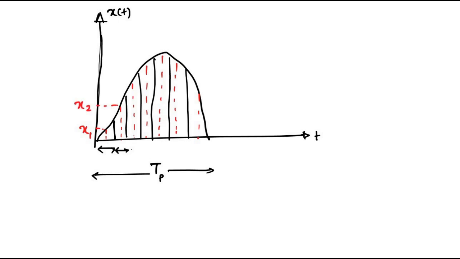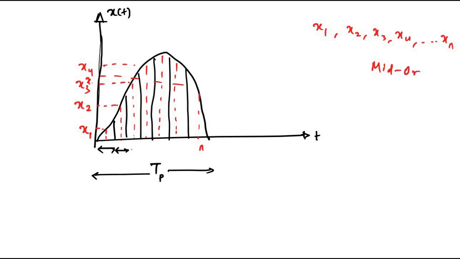x1, x2, x3, x4, and for the nth part, let's say xn. So as many parts as there are, that many values there are. This middle value of each part is called the mid-ordinate value.